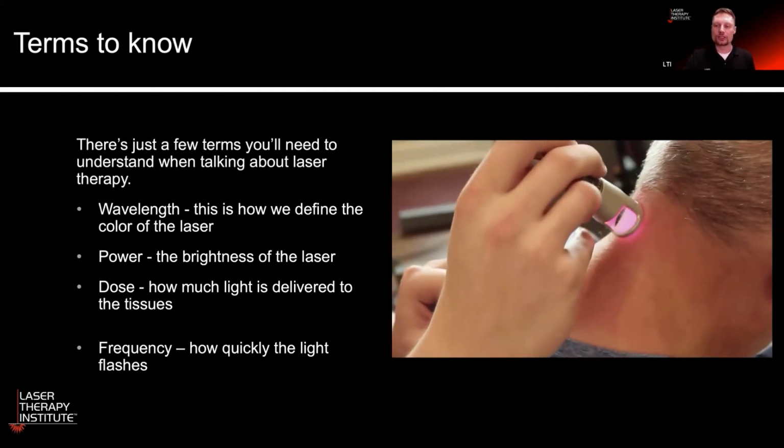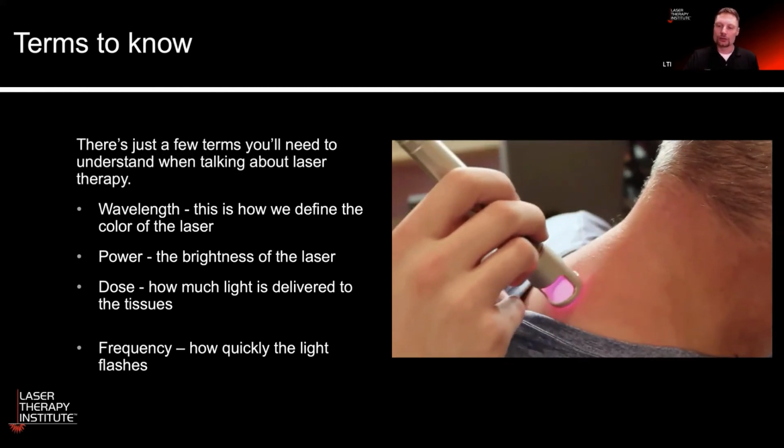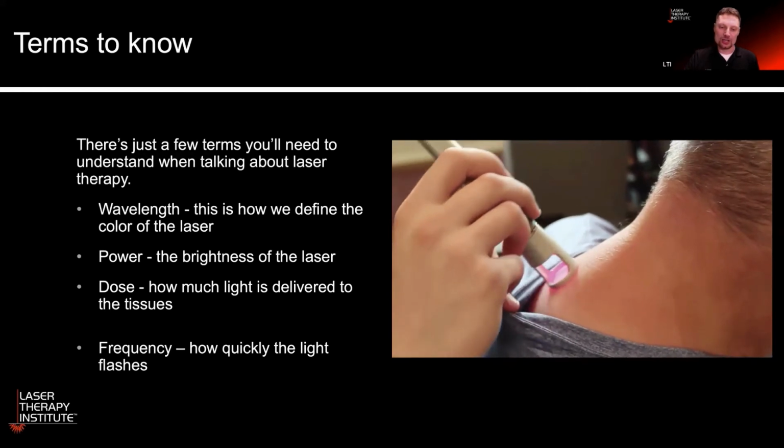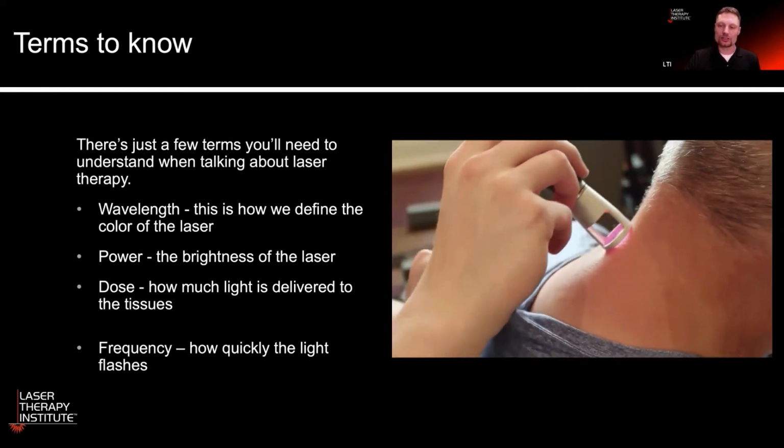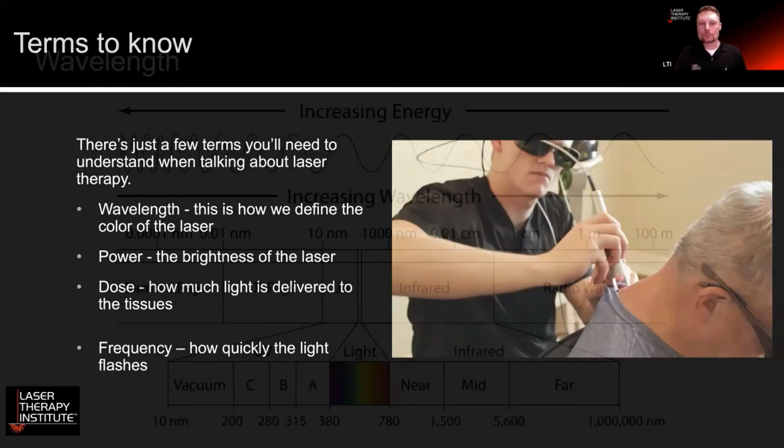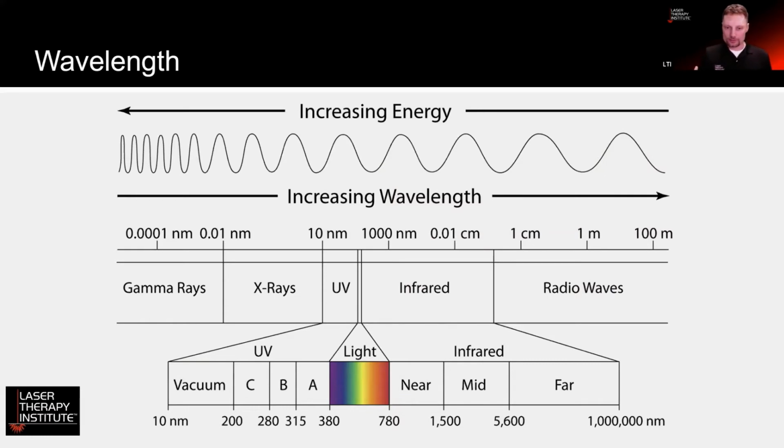If you're watching this video here on the right, you'll notice that it is steady. It is on continuously. So that's called continuous wave. But you can also pulse the light in different flashes. We'll talk just a bit about that. Wavelength is our first one we're going to talk about here. It is one of the critical components to making sure you get good results with laser therapy.